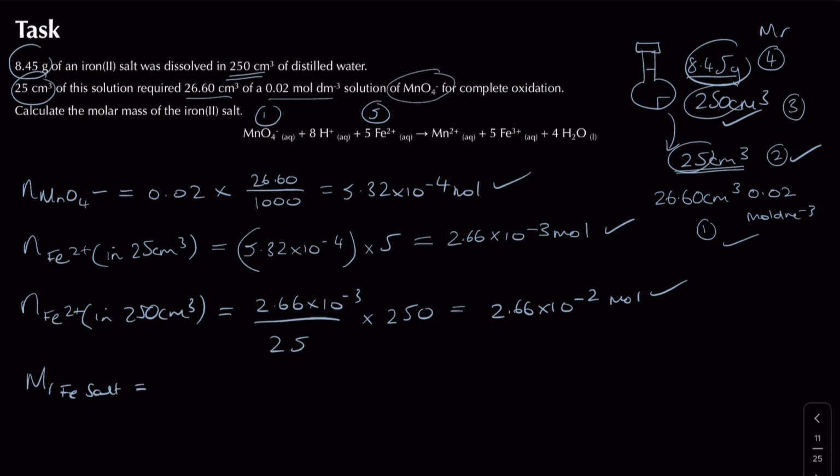is going to be equal to our mass divided by our moles. So it's going to be a value of 8.45 divided by 2.66 times 10 to the power of minus 2. And we put that in our calculator, and what we end up with is a value of 318. And that's going to be grams per mole, to 3 significant figures. And there's our fourth part done there. So this question's out of 4 marks.